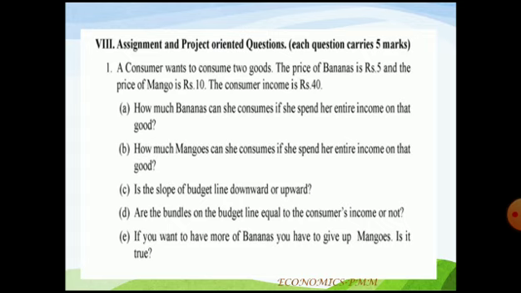The price of banana is rupees 5 and price of mango is rupees 10. Now the first question in front of us is, how many bananas can she consume if she spent her entire income on that good? Did you understand the question? How many bananas can the consumer consume if the consumer is spending the entire income on that good, that is on bananas?